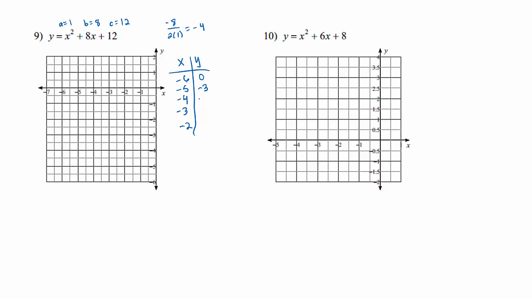This is -6, 0. -5, -3, -4, -4, -3, -3, -2, 0. Connect it all together and write our vertex and our solutions. Our vertex is at -4, -4, and our solutions are at -2 and -6. Because that's where it goes through the x-axis up here, is at x equals -2 and x equals -6.